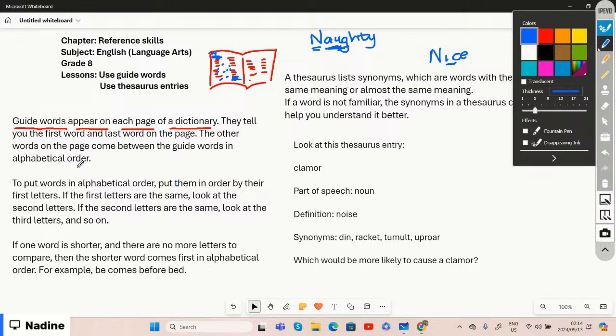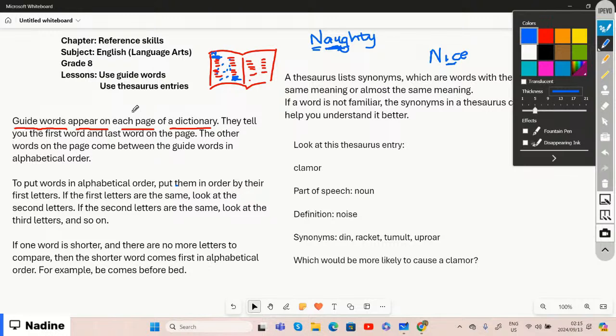So if you're looking for a word that is maybe in E, then definitely you are going to go to the page where naughty is on, and you will find a word that is in E on that specific page between those two guide words. Because guide words, once again, appear on each page of a dictionary, and they tell you the first word as well as the last word on that page. All the other words on the page come between those guide words, and they are in alphabetical order.